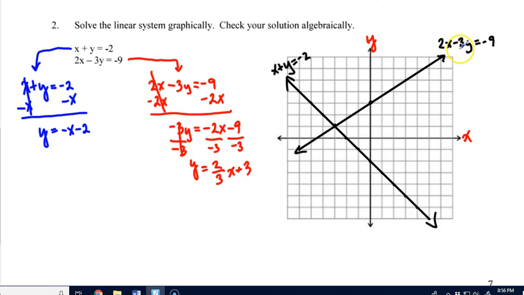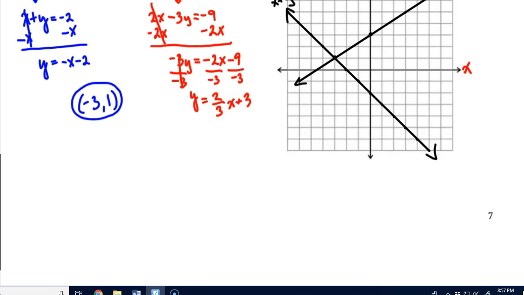Okay, so let's identify the point that is the intersection, and then let's substitute to check algebraically. Okay, so identify the point, the solution set. So (-3, 1). And we're going to circle that because that's our answer, right? That's the solution. And now we're going to do the check.